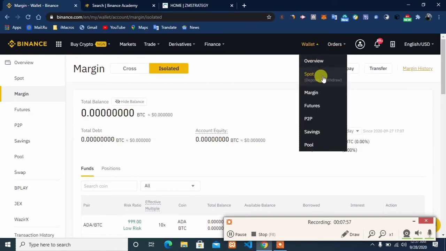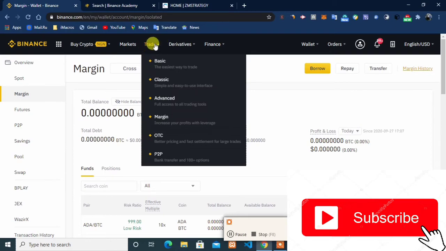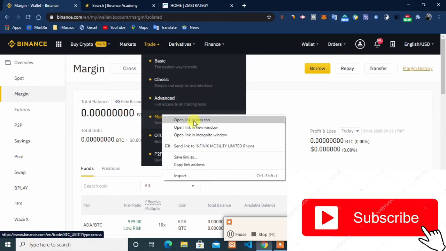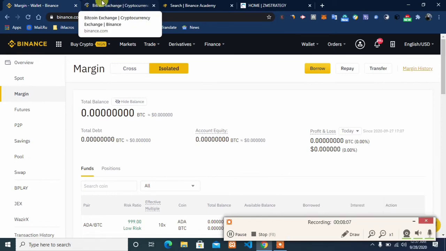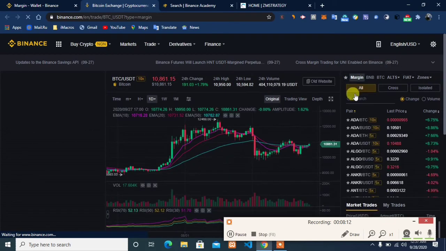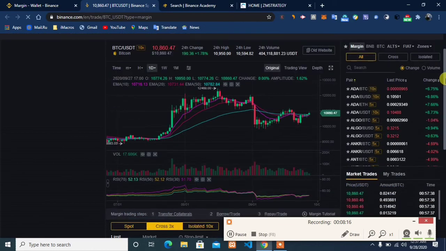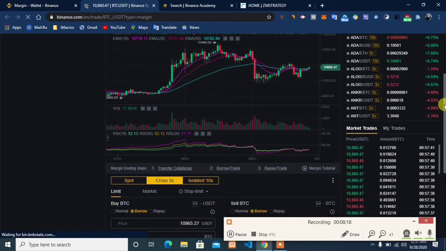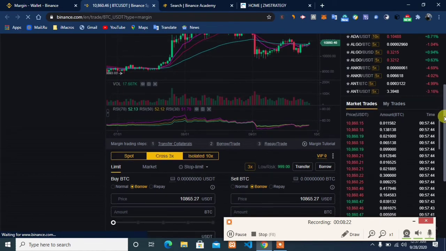So when you click on the borrow icon on the trading, let me just show you guys what I mean. I'm going to explain all this stuff to you guys in the next video, not this video. Now you can see the borrow icon here.